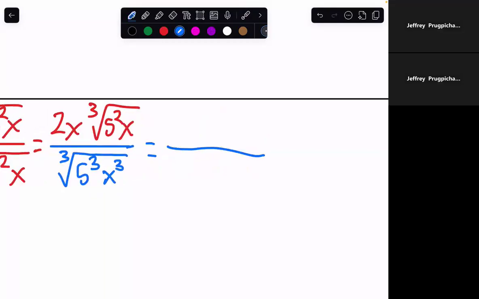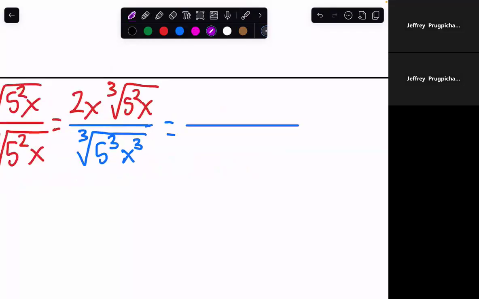Okay, so now let's try to simplify this radical. I'll start in the denominator. The 5 gets to move out, and the x gets to move out. There's no more radicand, so the radical disappears. Okay, that's great. Up in the numerator, we still have the 2x.